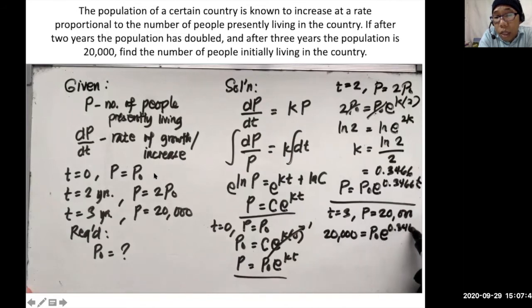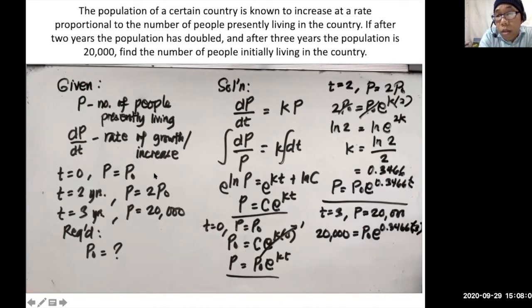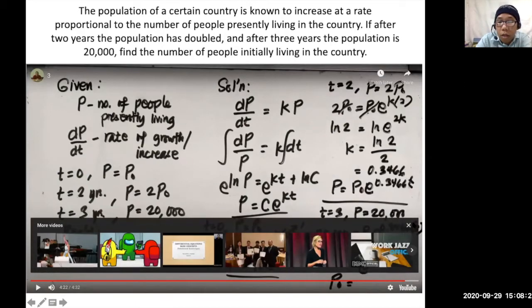So we have 20,000 equals P sub 0 times e raised to 0.3466 times 3, since the time when the number of people is 20,000 is 3 years. And now we solve for P sub 0. So P sub 0 is equal to 20,000 divided by e raised to 0.3466 times 3. Using your calculator, we can determine P sub 0 equal to what? You can use your calculator there. Anyone?